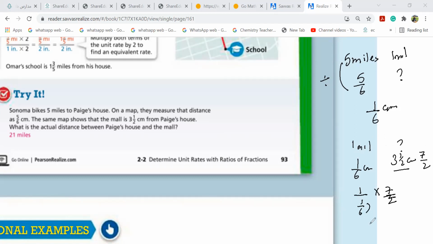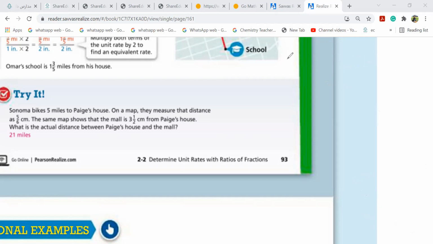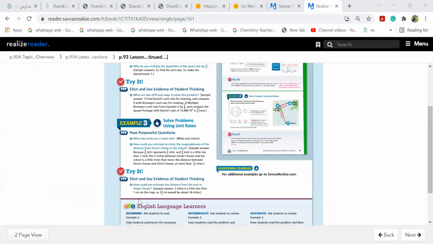How do you do this? You flip this, right? And then times 7/2, 2 times 3, that is 21 miles. It's easy, but you will forget if you don't concentrate, if you don't have practice. Finished, can I go to the next question, girls? Ghalia and Malak? Are you there? Yeah, Miss, I'm here.